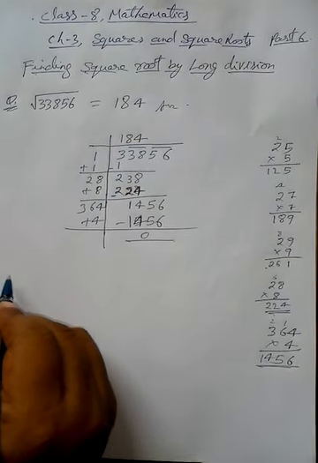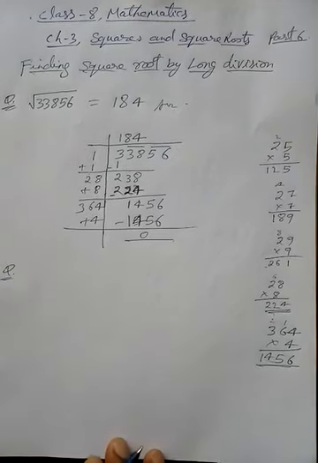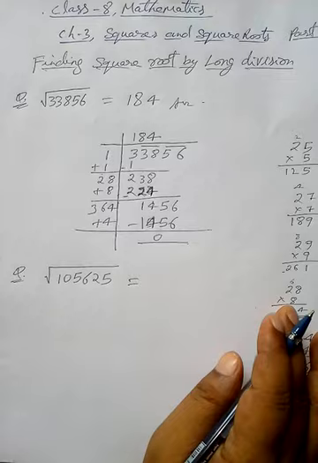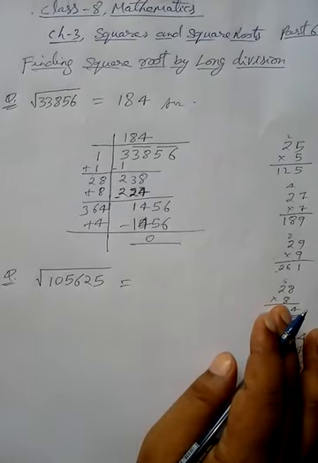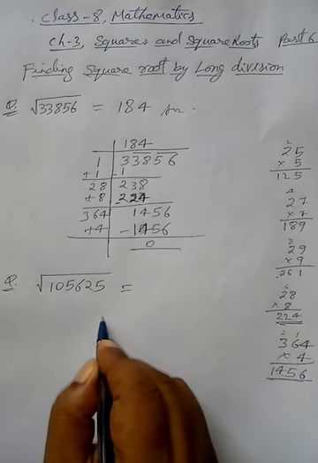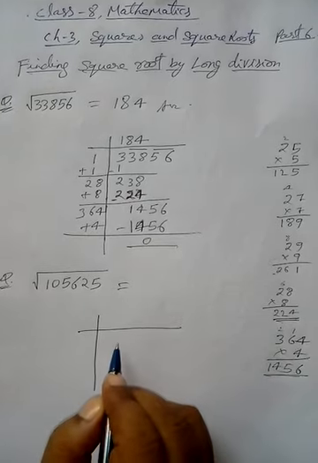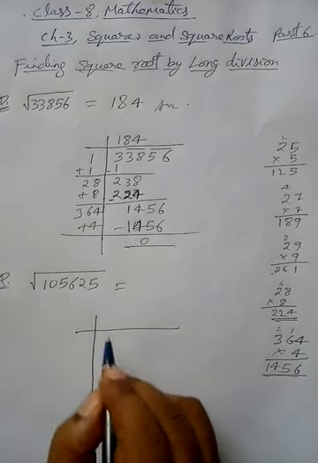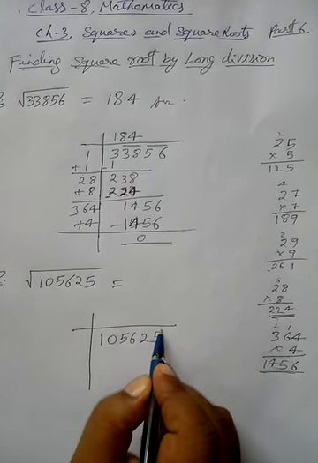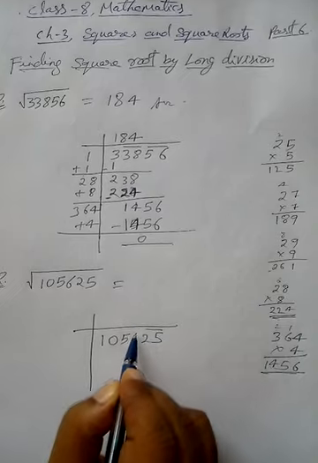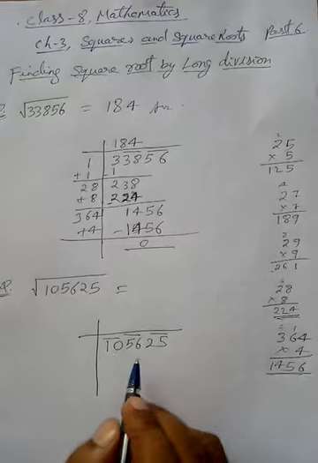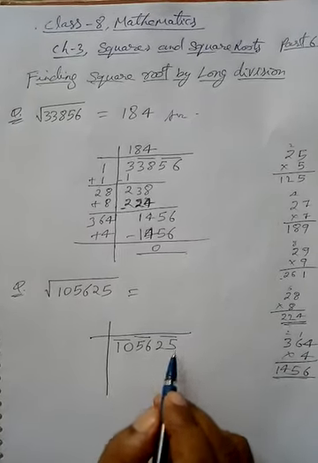Now another question I would like to give you, one more question of finding square root by the long division method. Here too we will follow the same procedure. Make a format like this, write this number here, 105625. Make pairs from the last digit, that is the ones digit: 1 pair, 2 pair, 3 pair. You can call these periods. Now you have got 3 periods, 10, 56, 25.